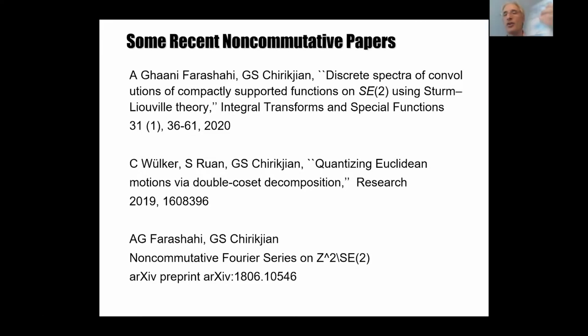So this is now a Dover edition. Chirikjian here was a theoretical physicist who came to work with me as a postdoc, and then we ended up writing many papers together. And then Arash Ghani Farashahi, I believe, worked with Professor Feichtinger, and Christian Volker was another mathematician. So these are some other recent papers.